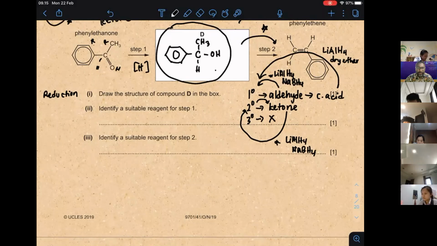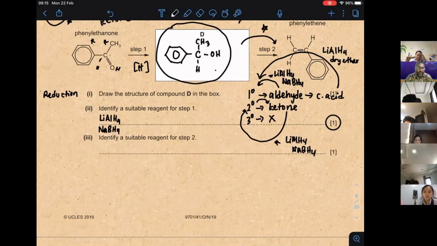So you can use any of this, LiAlH4, or you can use, just give only one, no need to mention both. So you can say "or", or if you don't want to write that, you write down NaBH4.